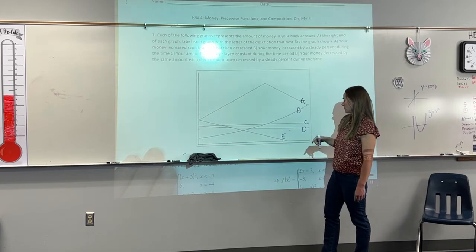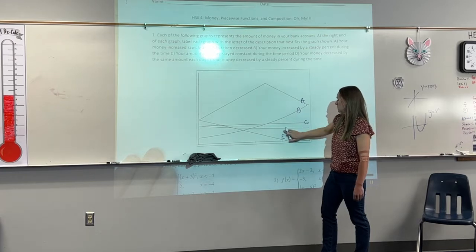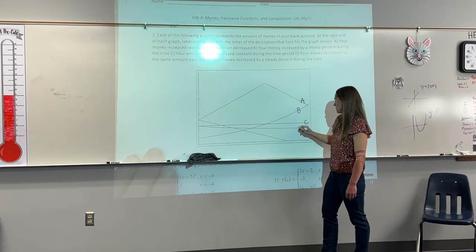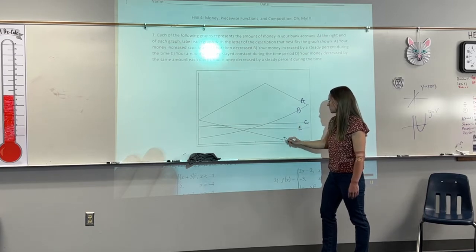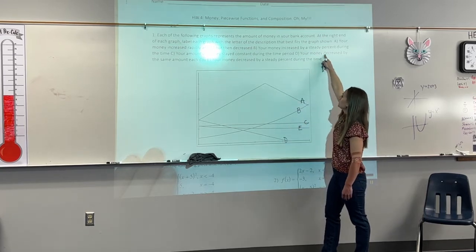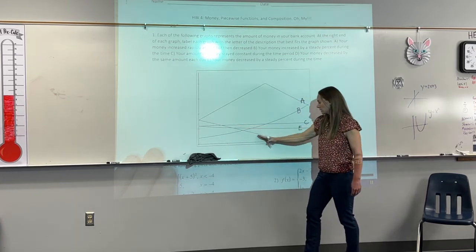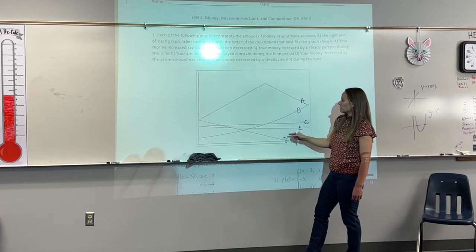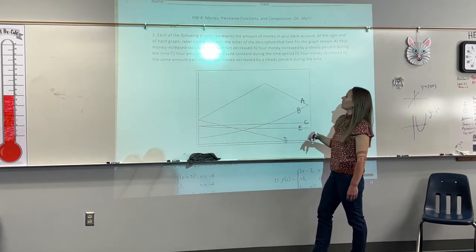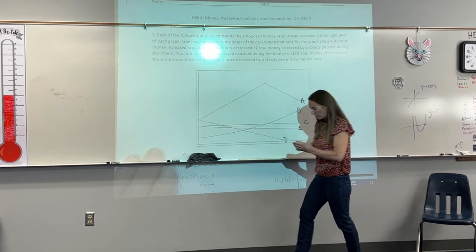I got A, C, D. Yeah, me too. I got D and E switch. D and E switch? Let me take a look at that. So for D, your money decreased by the same amount each day. That should be this one that goes straight down, linear. Good. And then E is the one with the slight curve. Good. Perfect. All right, moving forward.